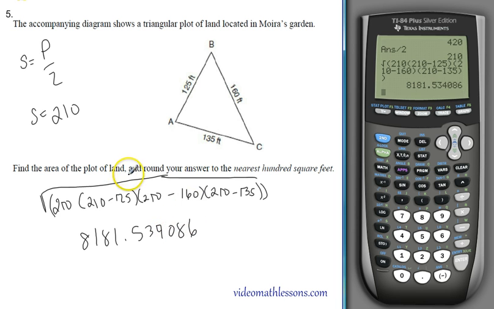8181.534086. We want this to the nearest 100 square feet. Nearest 100 square feet. Not hundredth, 100. So I look at this: the 81 rounds up, so this is going to be about 8,200 square feet. And that's what we're looking for.